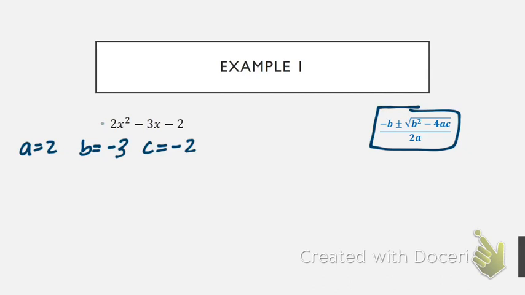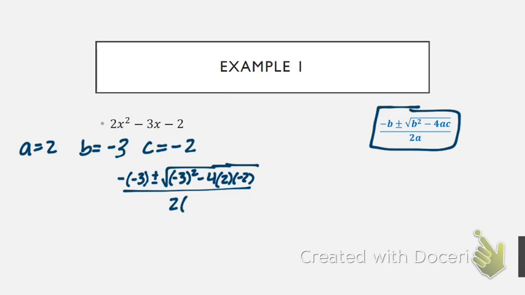So the quadratic formula, negative b, so it's negative 3, plus or minus the square root. I'm just going to plug in a, b, and c into my formula. Plus or minus the square root of b squared minus 4ac. And it's divided by 2 times a. So negative b plus or minus the square root of b squared minus 4ac all over 2a.